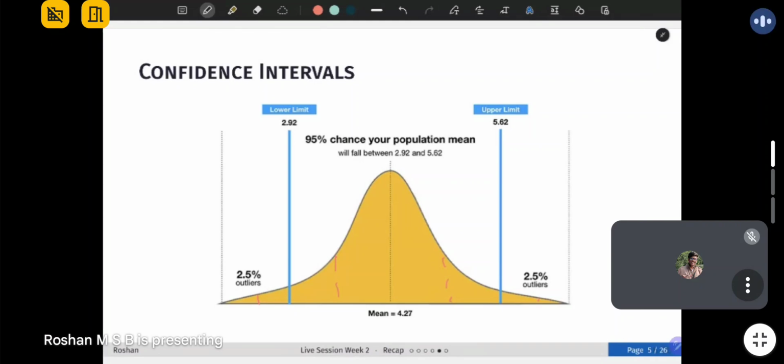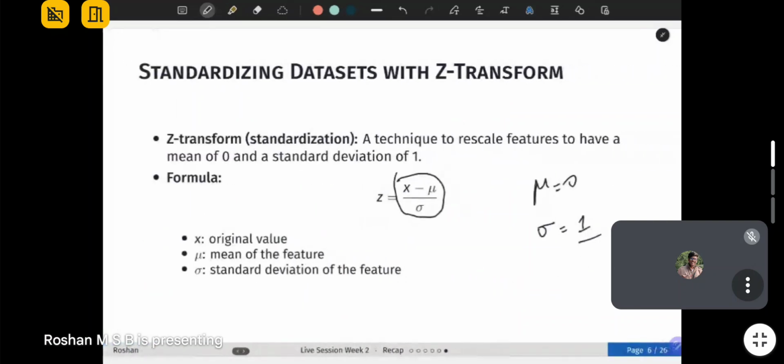So this is not a standard normal distribution. As you can see, the mean is 4.27, so these values don't mean anything. You just have to ignore these 5% from either side. So this is the Z transform. You have the original value, you have the mean, and you have the standard deviation.